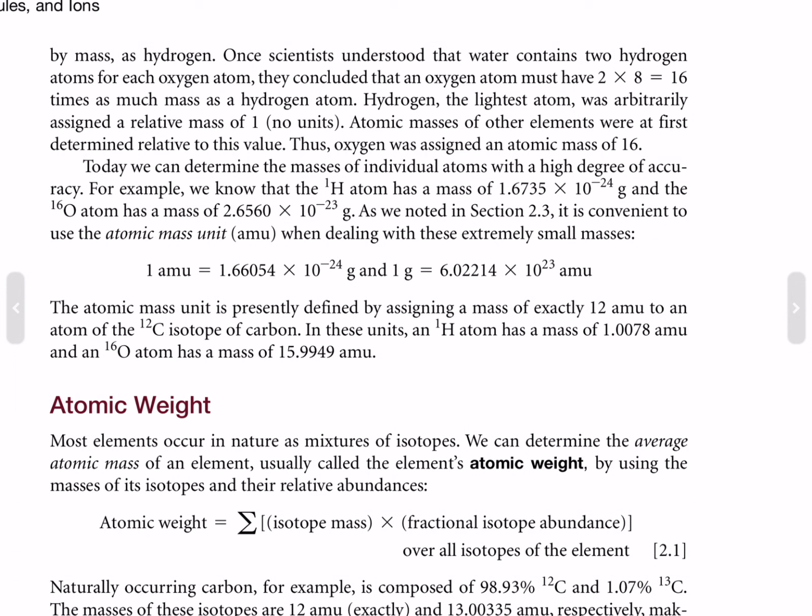1 AMU equals 1.66054 times 10 to the negative 24 grams, and 1 gram equals 6.02214 times 10 to the 23rd AMUs. The atomic mass unit is presently defined by assigning the mass of exactly 12 AMUs to an atom of the carbon-12 isotope of carbon. In these units, a hydrogen atom has a mass of 1.0078 AMU, and an oxygen atom has a mass of 15.9949 AMU.